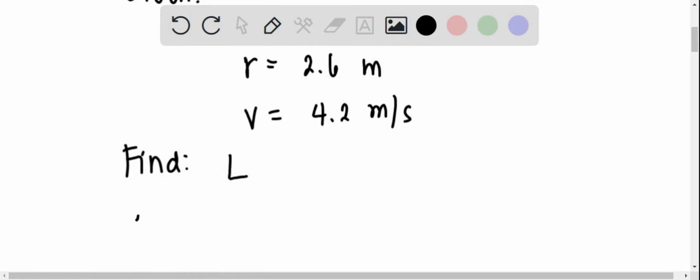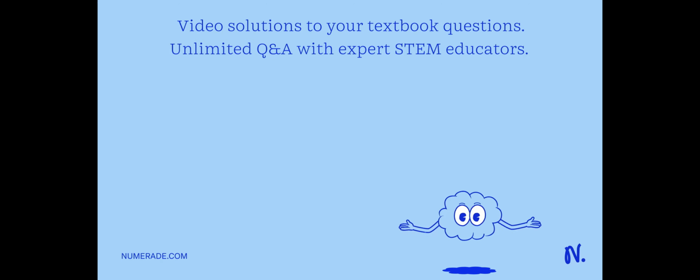First, we note that the object, in this case the mother, can be treated as a point mass.